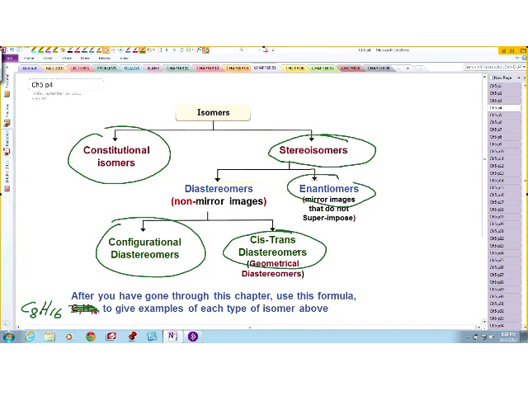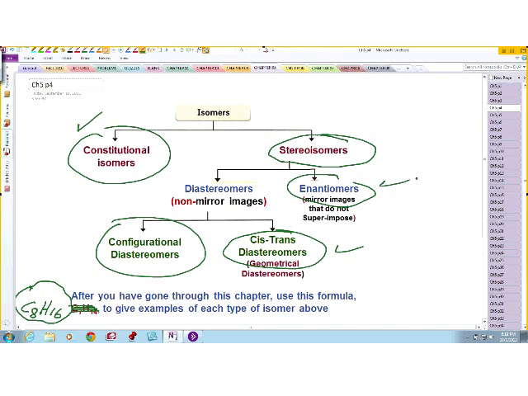I believe we did a little bit of cis-trans diastereomers in chapter 4. So for now, most of you have already been exposed to constitutional isomers and cis-trans diastereomers. At the end of this chapter, you should be able to take a molecule like this and use it to give an example of each one of these types of isomers.